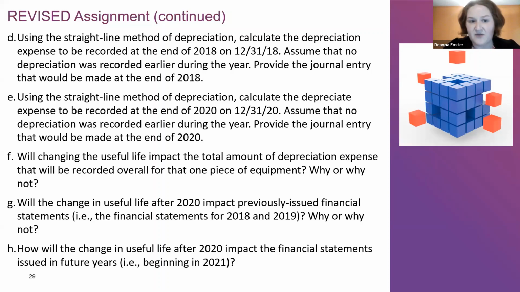So that's part F. Then for part G, I'm asking if there's going to be any changes in the previous financial statements. So from 2018 and 2019, before the useful life changed. And I want them to explain to me why they don't change. And then for the last part, H, I'm asking them to explain the future financial statements. So financial statements after the change in useful life. So after 2020, do those financial statements change and why?